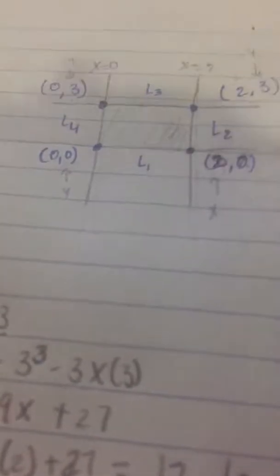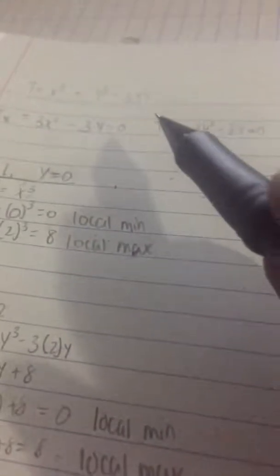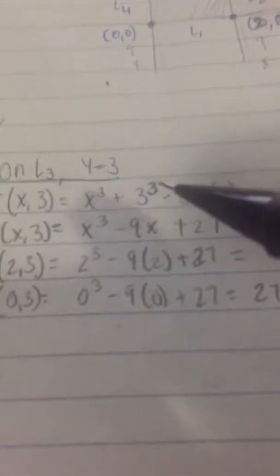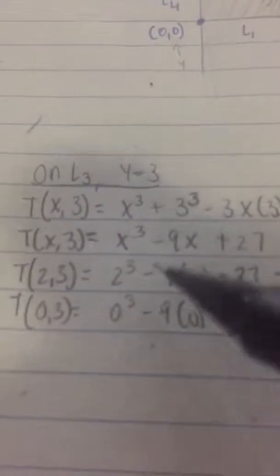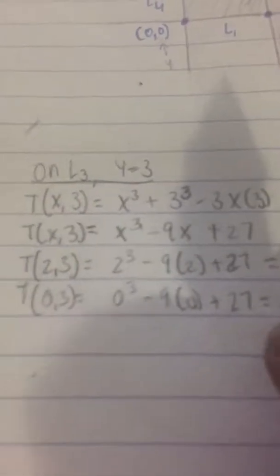Y. So you can tell here, you have a 3 and you have a 3. So whatever's common, you're going to set into the equation. So here we have y equals 3. So we say y equals 3, and we plug 3 back into the original equation. That's pretty much the first step, and we get our new equation, x cubed minus 9x plus 27.